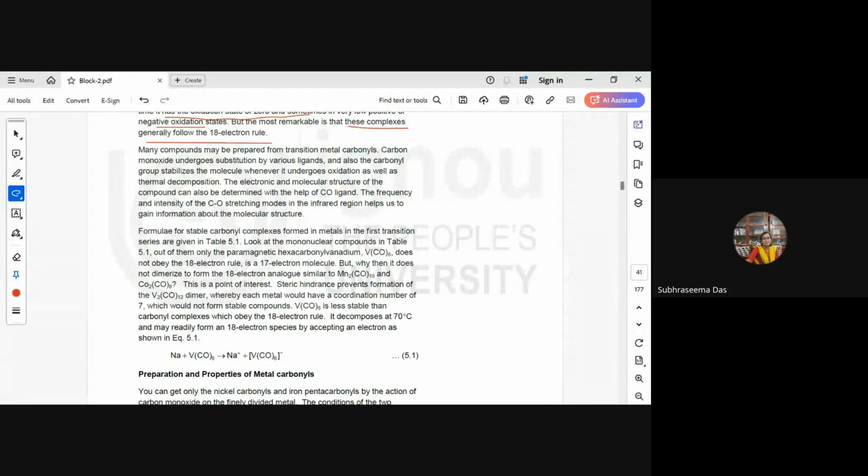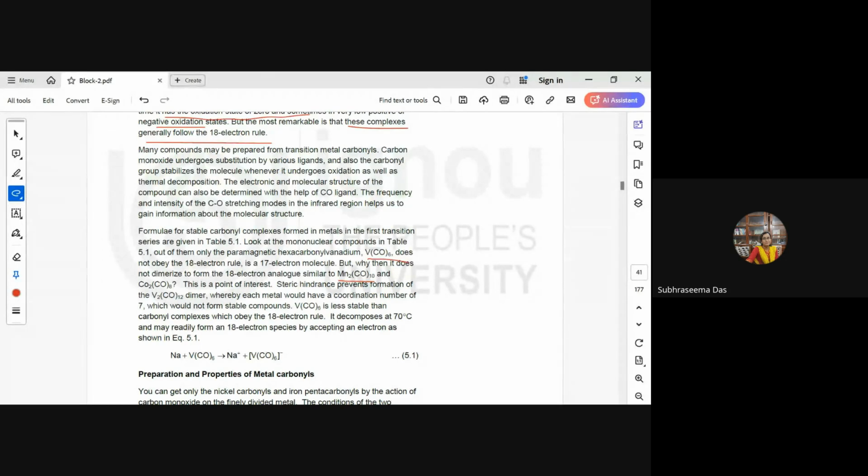Most of the metal carbonyls follow this 18 electron rule. However, there are a couple of compounds that do not follow the 18 electron rule, like VCO6. Sometimes we do see that MnCO5 dimerizes to form Mn2CO10, and then it follows the 18 electron rule.